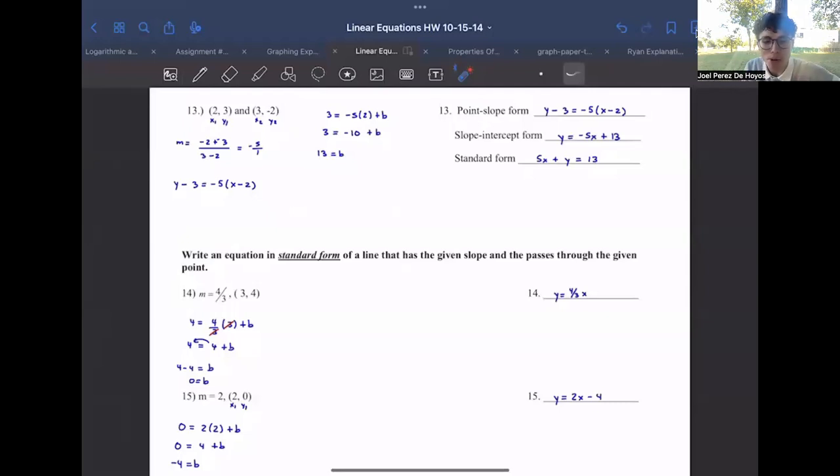So in this part, it says write an equation in standard form of a line that has the given slope and passes through the given point. You have the slope and you have the 3 and 4. So what you're going to do is first look for the value.